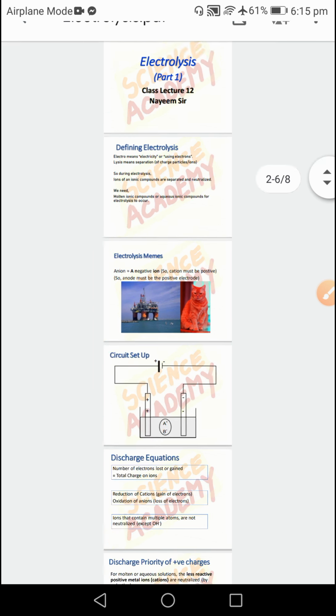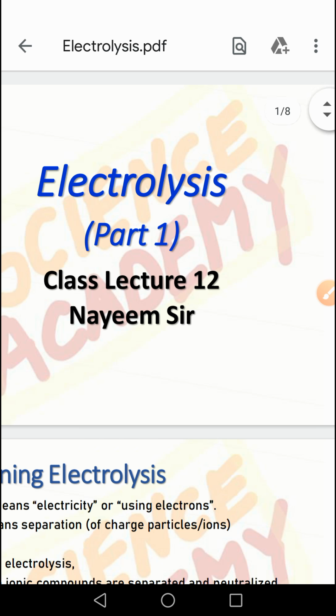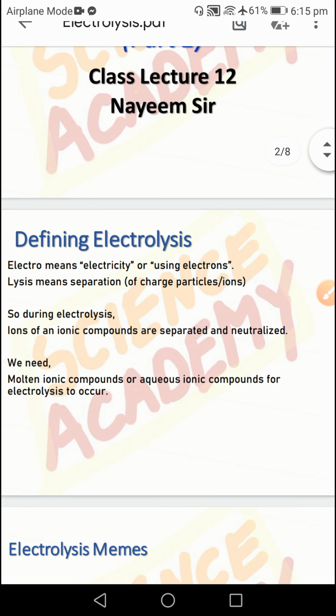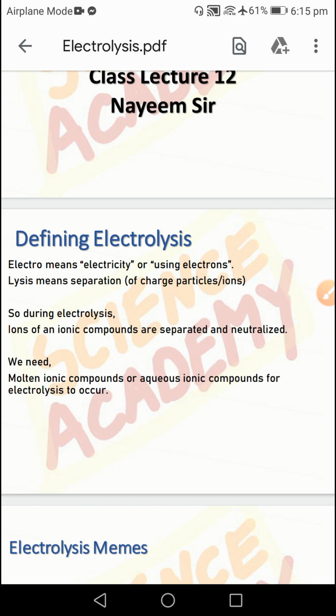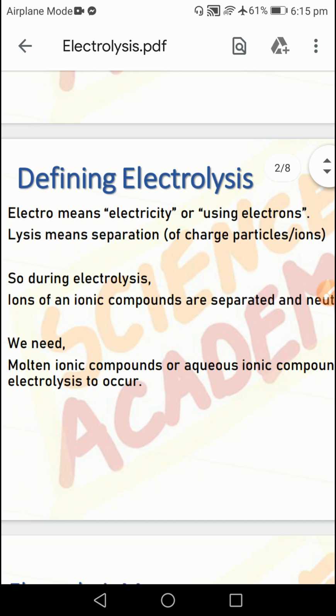So, first of all, let's learn what electrolysis is. The definition has been given here. Electro means electricity or using electrons, and lysis means separation of the charged particles.